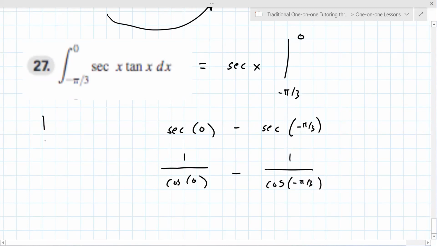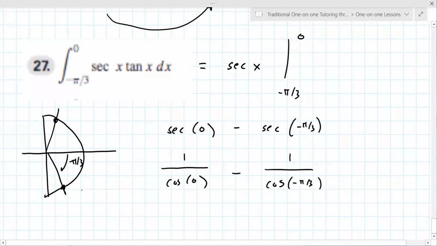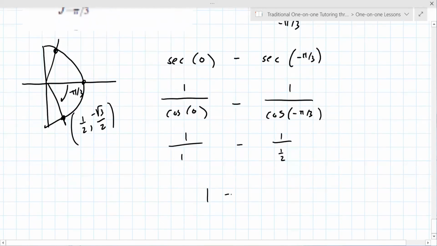So on our unit circle, minus pi over 3 is here. It maps well to the one that's up there. So its point is 1/2 comma minus square root of 3 over 2. And if you know that, then you can quickly evaluate this. The x value there is 1/2, so it becomes 1 minus 2.